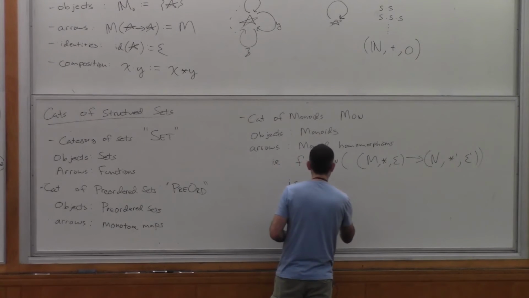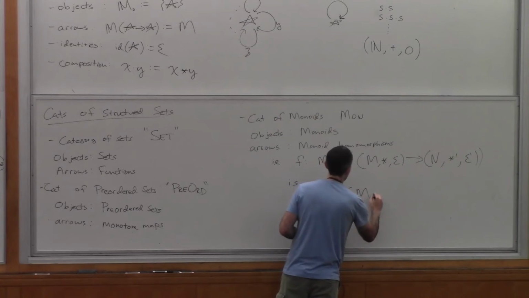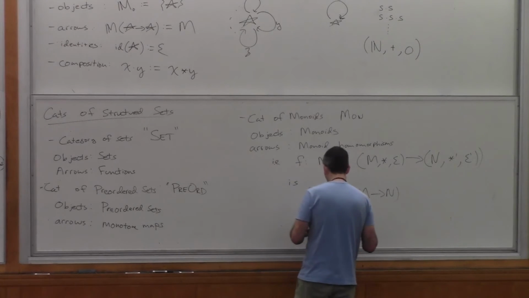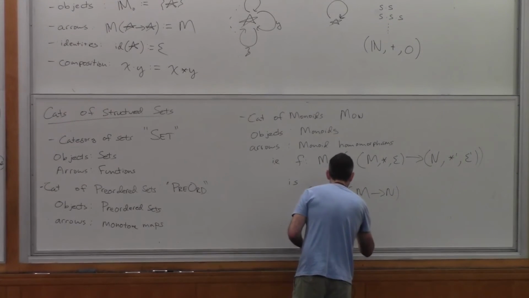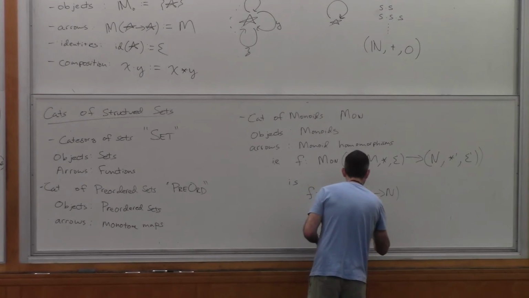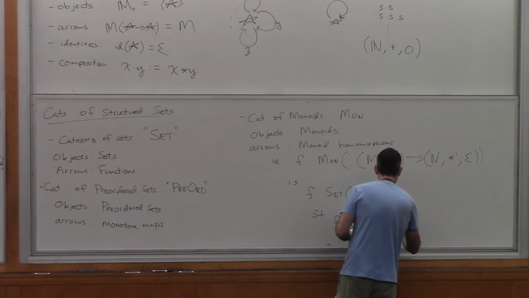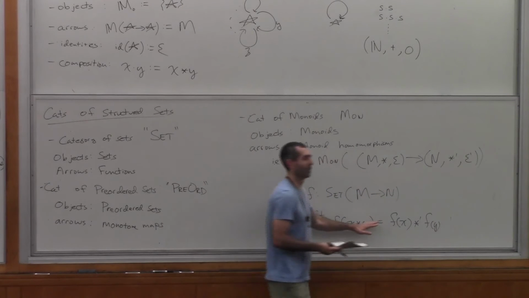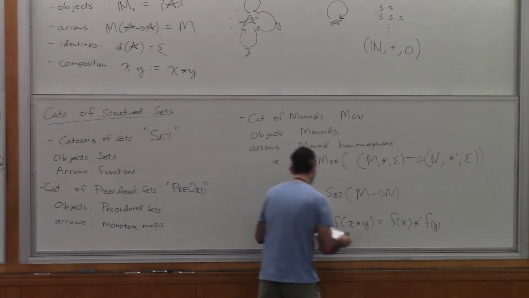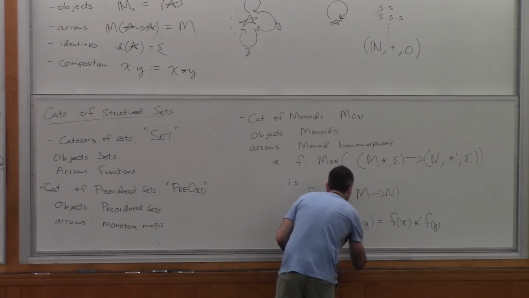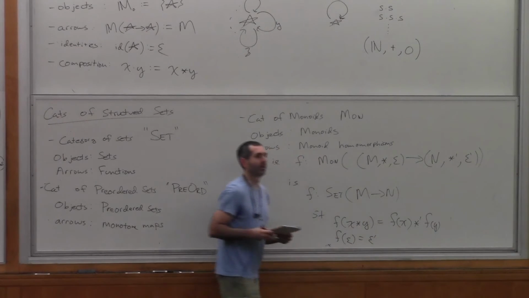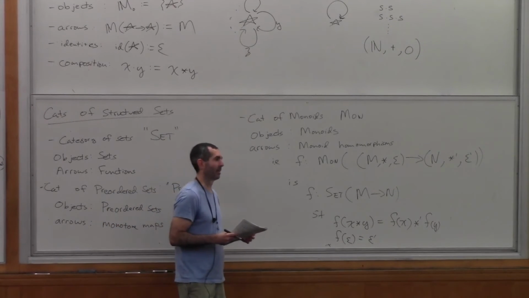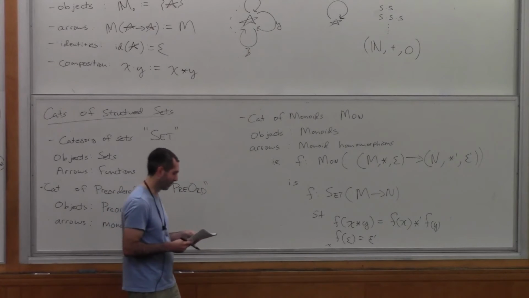a function, so that is a morphism in the category of sets between M and N, such that f of x star y is equal to f of x star prime f of y, right? So it preserves the multiplication, and furthermore, it preserves the unit. Okay? So they're just structure-preserving maps of monoids. And then I'll leave it as an exercise to check that they satisfy the laws of the category.